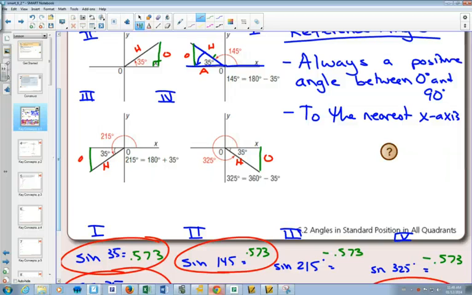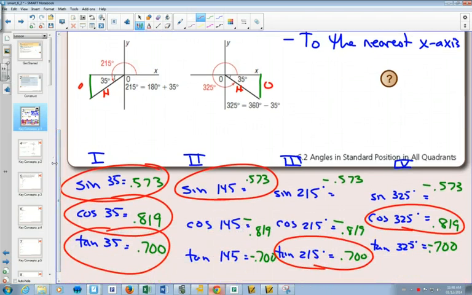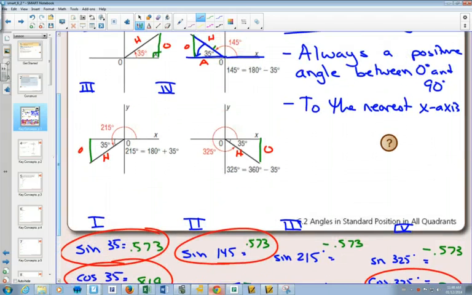If I went backwards in quadrant 2, adjacent would be negative. So adjacent over hypotenuse, when we go to cos here, we get a negative value. Same thing for tan, because it would be opposite over adjacent. And the opposite is positive and the adjacent is negative, so a tan value becomes negative. In quadrant 3, our adjacent value is still negative, so cos is still negative. But not until quadrant 4 is the adjacent value positive again, so that's why cos is positive in quadrant 4.